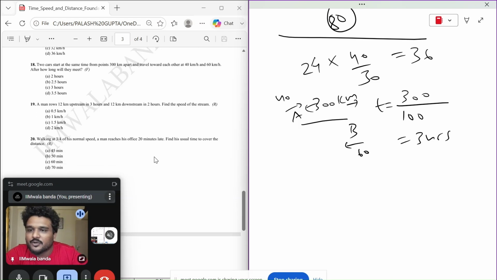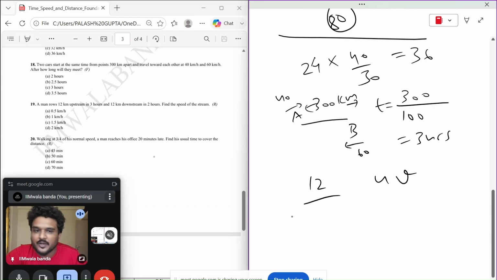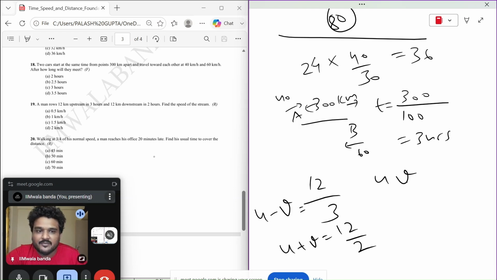A man rows 12 kilometers upstream in 3 hours. So how do you write the information? 12 kilometers upstream in 3 hours. So U and V, don't forget, okay? Upstream is U minus V, which is 12 by 3, and downstream is U plus V, distance upon time, with the downstream trip taking 2 hours. So find the speed of the stream. You need to find V.